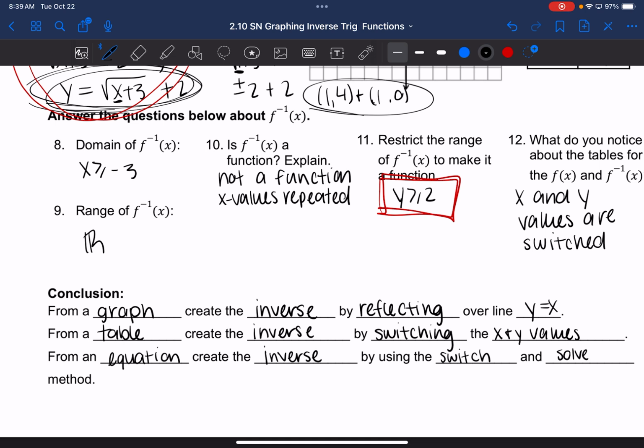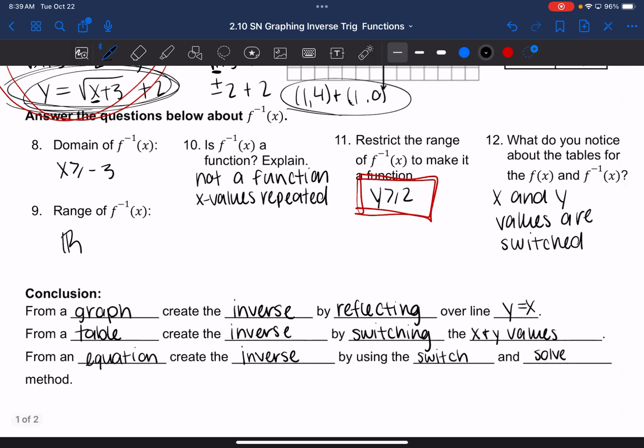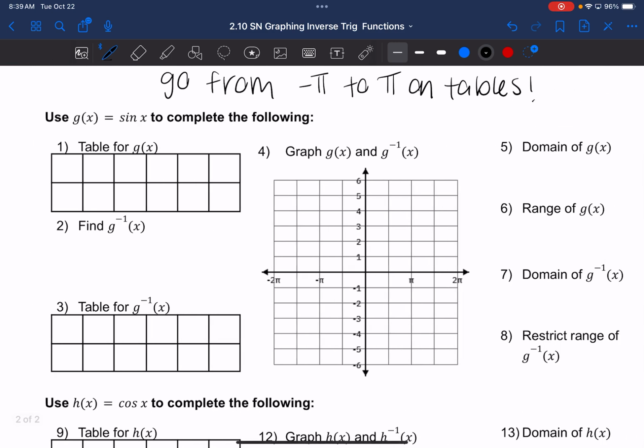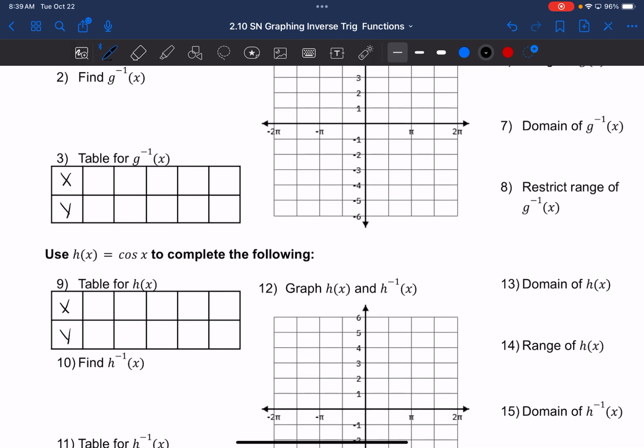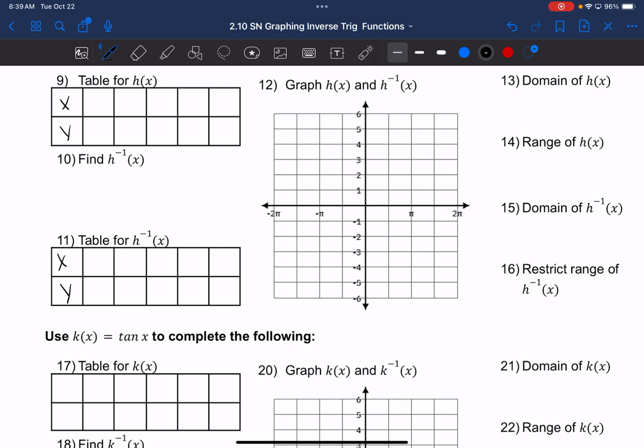Okay, so you know how to take a graph and give its inverse. You know how to take a table and give its inverse. You know how to take an equation and give its inverse. So that's exactly what we are going to do with our sine, cosine, and tangent. So if you flip it over onto the back, they have a place for you to write down your tables for sine, cosine, and tangent. Remember, in our tables, the top row is x, the bottom row is y. So these are x's and y's for all these tables.